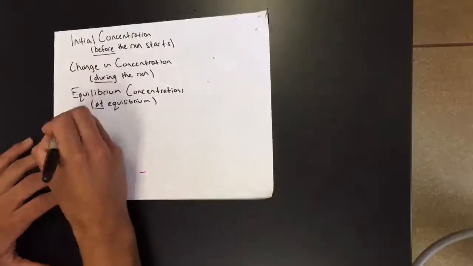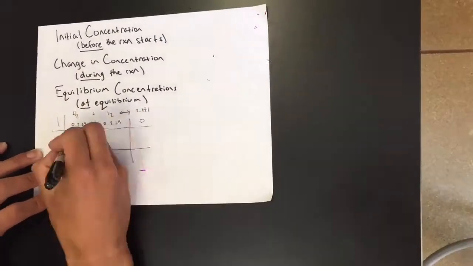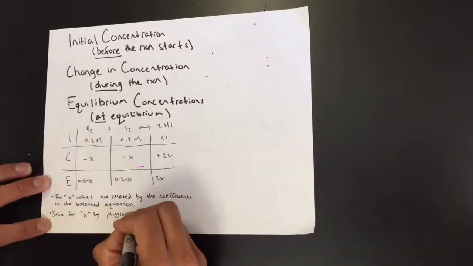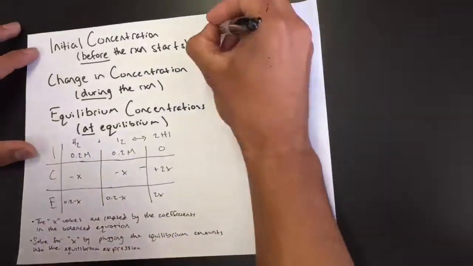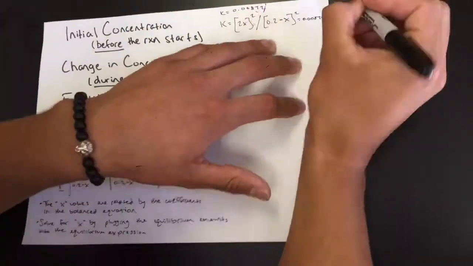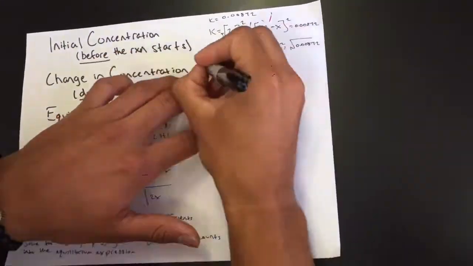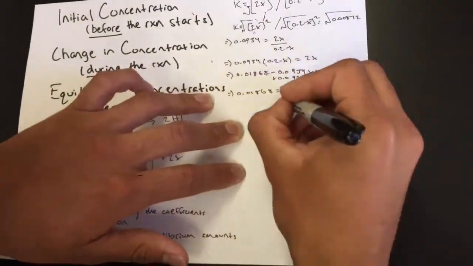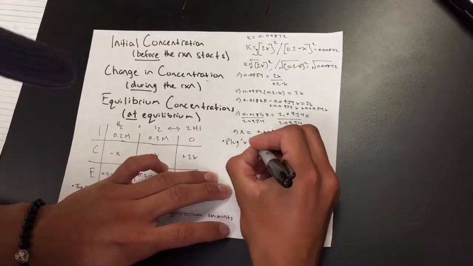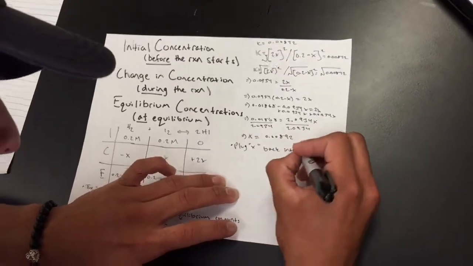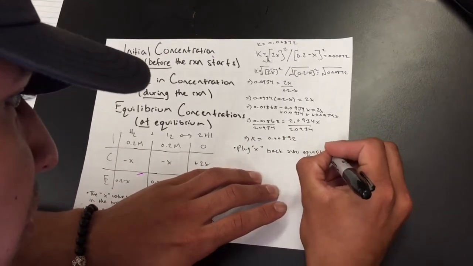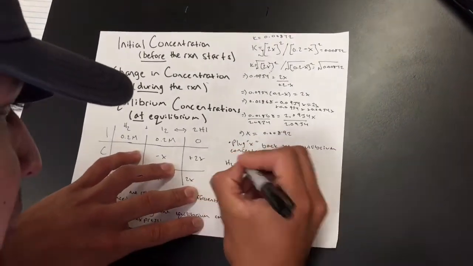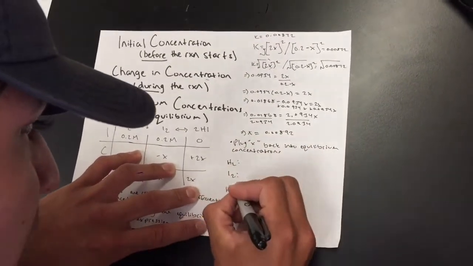Yeah, man. ICE stands for initial concentration, change in concentration, and equilibrium concentrations. Here is an ICE box. You plug in the initial concentrations for the reactants into the ICE box. The X values are related by the coefficients in the balanced equation. You solve for X by plugging the equilibrium amounts into the equilibrium expression. Once X is found, plug X back into the equilibrium expression.